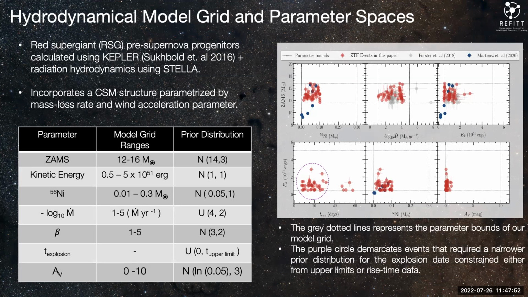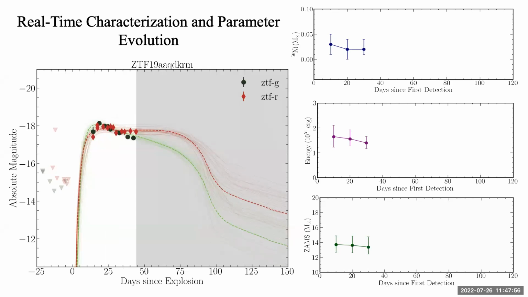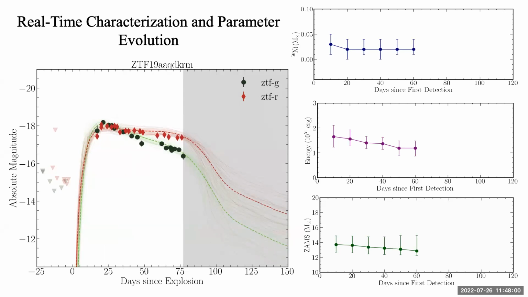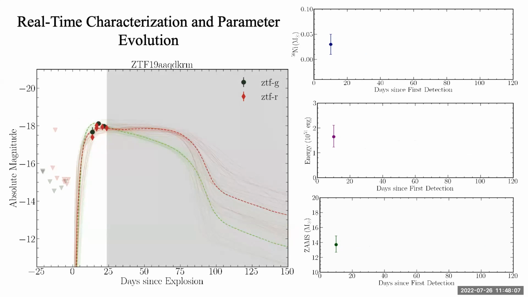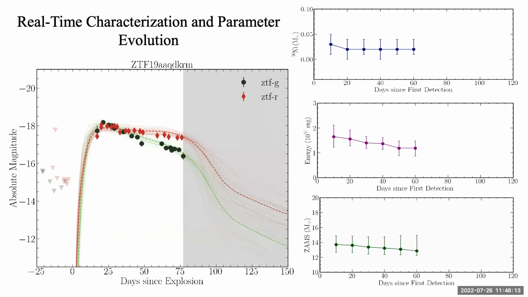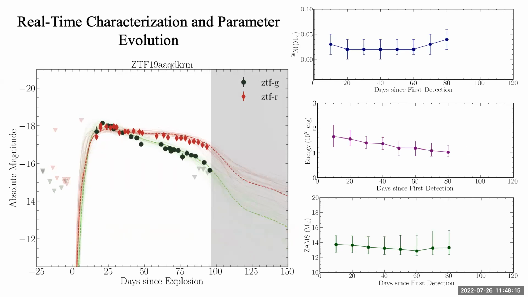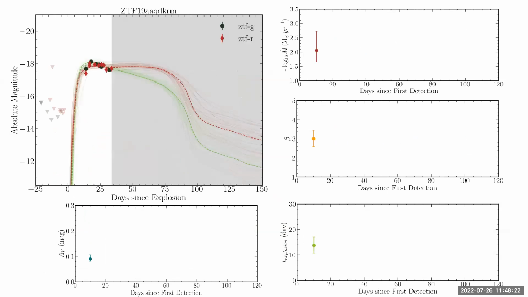Why can't we do this as and when a supernova is evolving? This is an animation where I show how this works for a ZTF event. As the data evolves, the parameters change, and this is for all the parameters that we fit for. This is a 10-day cadence. You take the data with respect to the first detection for 10 days, for 20 days, for 30 days, and so on, and this is how the parameters evolve.